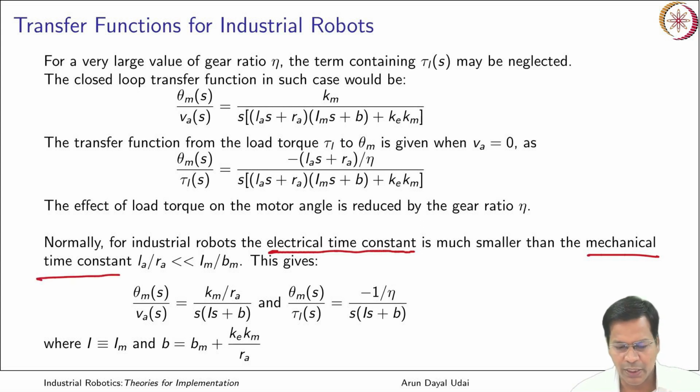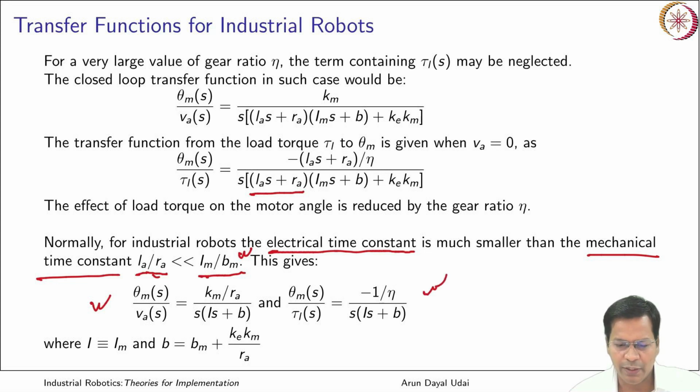Time constants are the terms which are written here. LA by RA is the electrical time constant. It is very small compared to Jm by Bm, that is your moment of inertia by damping coefficient, which is very significant compared to this. So I can ignore that. Dividing the whole of this by RA and ignoring the terms containing LA by RA, you get to this.